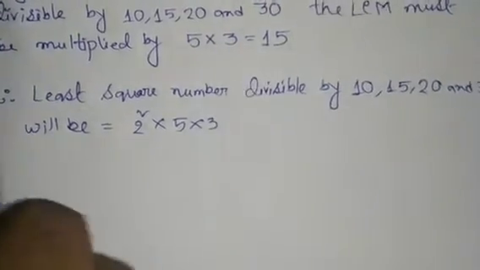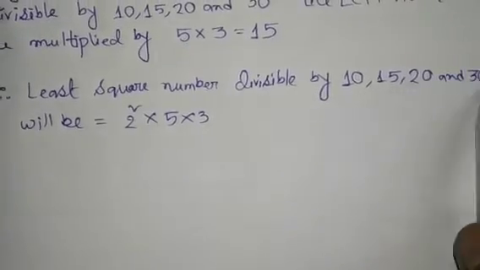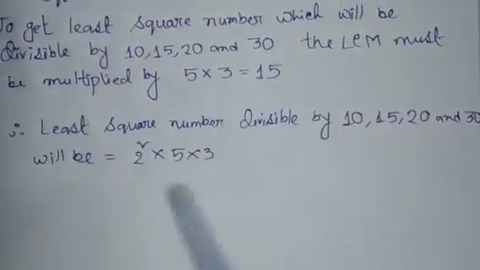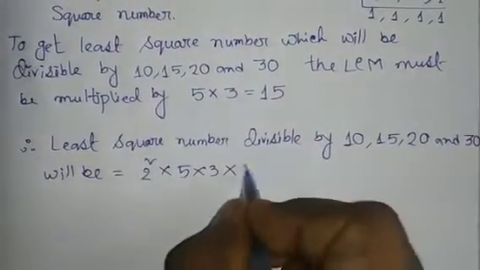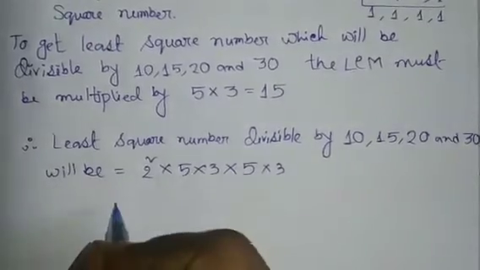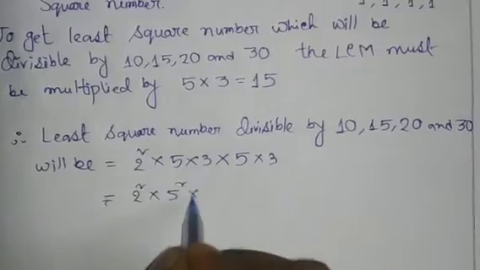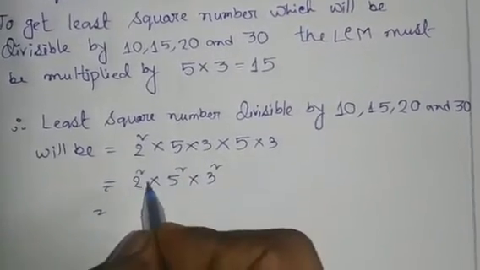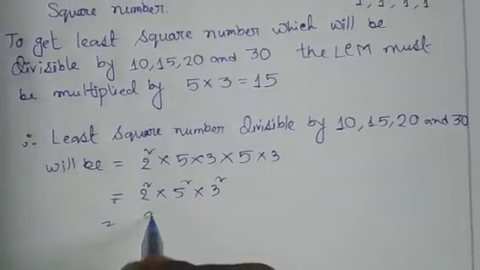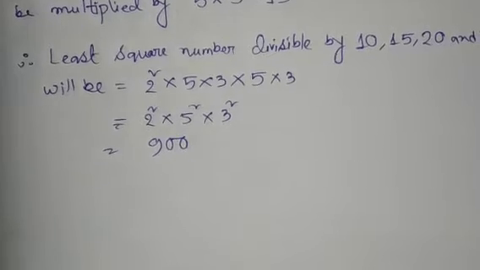So therefore, what will the least square number divisible by 10, 15, 20 and 30 be? It was already present in the LCM: 2 square into 5 into 3. Now we need to multiply this with 5 into 3, that is 15. Now count this: 2 square into 5 square into 3 square. It will be 2 square is 4, 5 square is 25, 25 times 4 is 100, 3 square is 9. It is 900. So 900 will be our first part's answer.